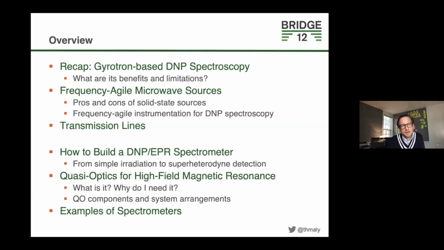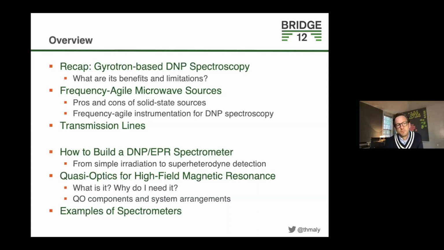In this tutorial, I'll start with a recap of Gyrotron-based DNP spectroscopy. What are the benefits and where are the limitations? And then I'll add more about microwave technology, about microwave sources, what other sources are available. We're slowly going to build up the spectrometer here, and one part is transmission lines. And then I'll do a short break, to see if there are more questions about these parts already.